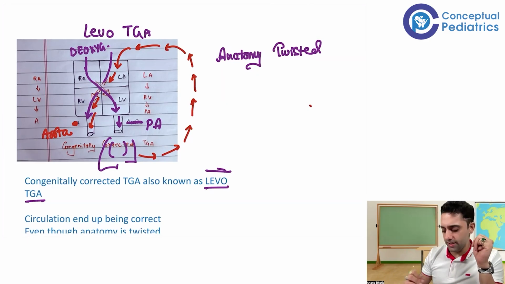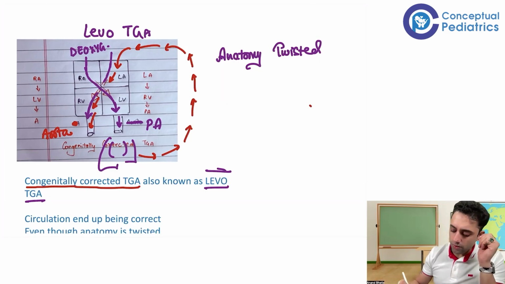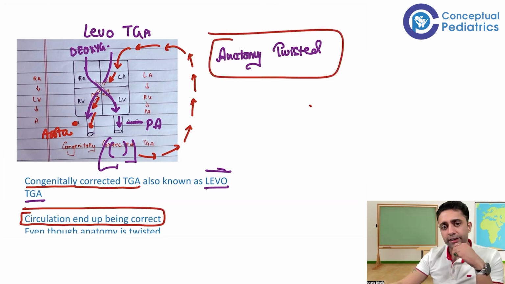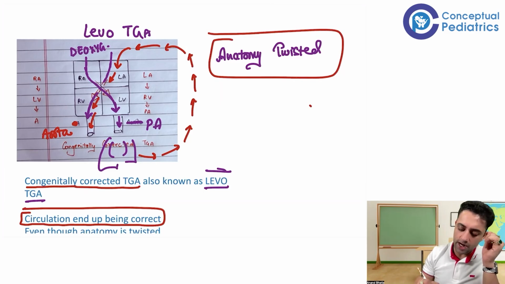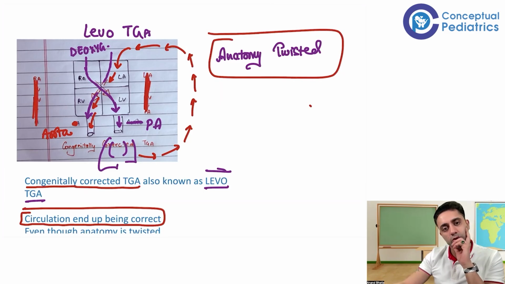Levo-TGA is also known as congenitally corrected TGA. Even though there is a transposition, right side is aorta and left side is pulmonary artery, it is a congenitally corrected TGA. It means the circulation ends up being correct, but the anatomy was twisted. Are you understanding? That is one thing you should know in a case of TGA. Right atrium to left ventricle to the pulmonary artery. So we'll write this point over here. This is the simple thing you should know.